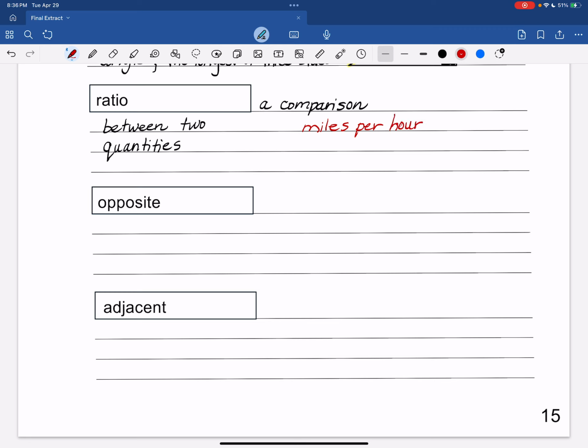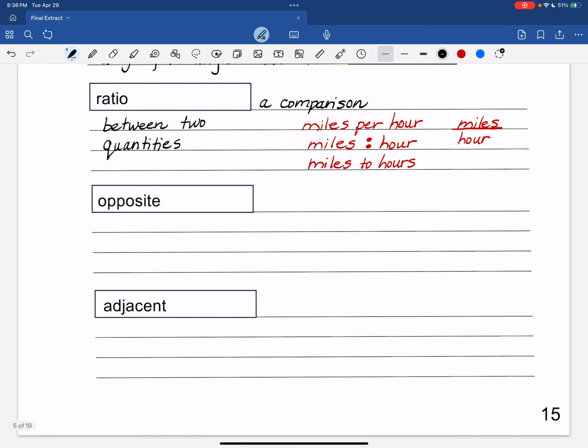Miles per hour. You can write it this way in math terms. Instead of the word per, you can use the colon. You can write it miles to hours. That's a comparison. But the way that we will do it most often is in fraction form. So we will write one of the units on top and the second unit on the bottom. Miles per hour. And that is the definition of a ratio.